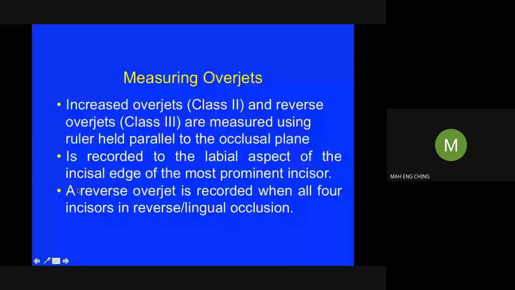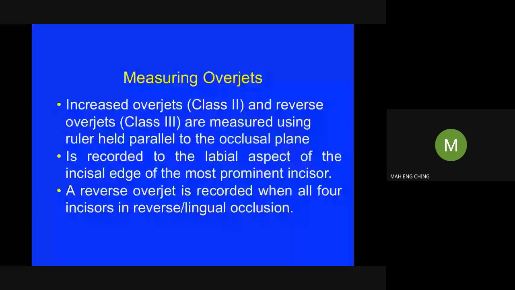So how do you measure the overjet? I measure overjet using a ruler, held parallel to the occlusal plane. You shouldn't tilt it up and down because the measurement can be wrong. So you have to keep it parallel to the occlusal plane. You record it on the labial surface of the upper incisor and the lower incisor. That's how you measure the overjet.